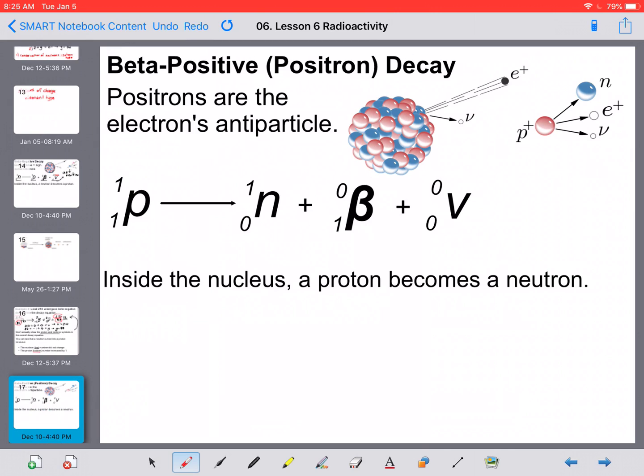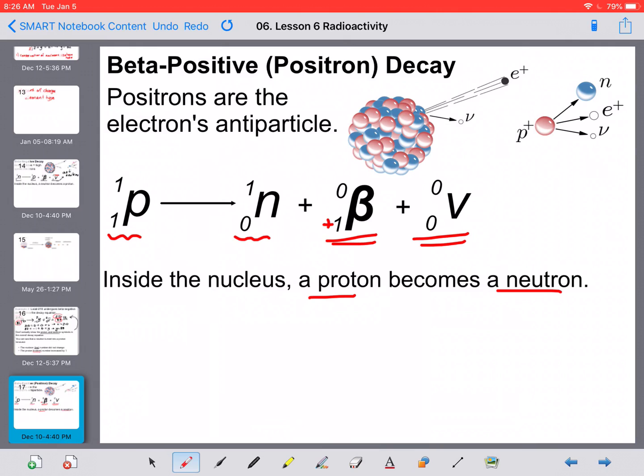Next type is beta-positive decay. This is sort of the opposite of what we were just looking at. So in beta-positive decay, a proton becomes a neutron inside the nucleus. So if we begin with a proton and then we end up with a neutron, the byproducts of this are going to be to release a beta-positive particle, which sometimes we might write a little plus sign right there beside the 1. If you don't have to, it's your choice. And then it's going to release this here.